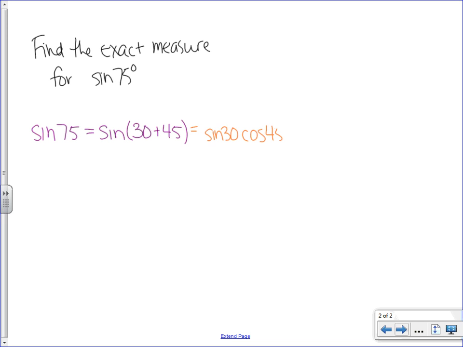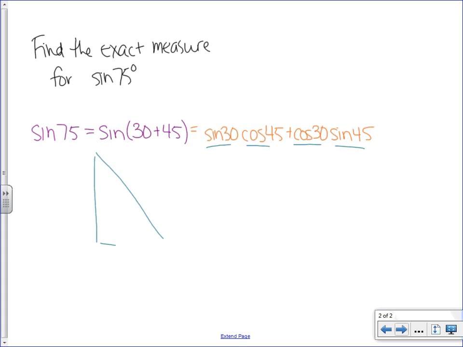sine, cosine, cosine, sine. Okay? So it's the same sine formula, except now instead of doing A plus B, I'm doing 30 plus 45. So I've got sine, cosine, cosine, sine. And now we have values for all of these using those special right triangles.